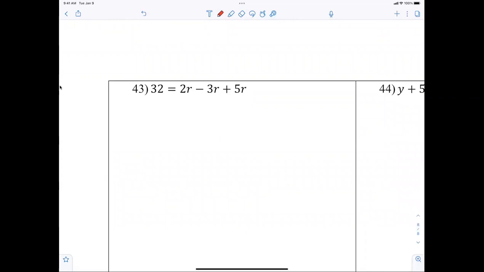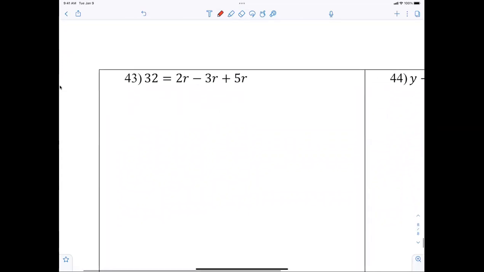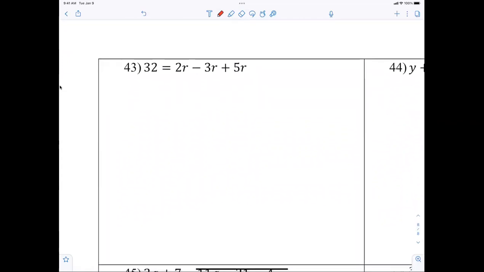All right. Here we go. Oliver, let's knock it out, buddy. So 32 equals 4R. And then over 4, so 8. Anybody have any questions? That's nice work. Anybody have a problem with that? Combining terms, 2R minus 3R plus 5R is 4R. Very good work.